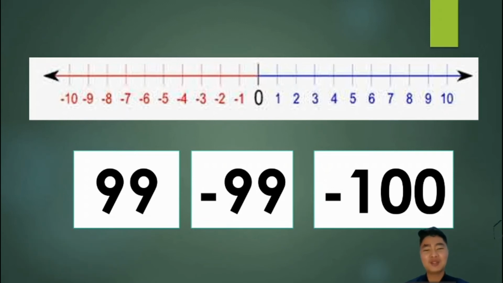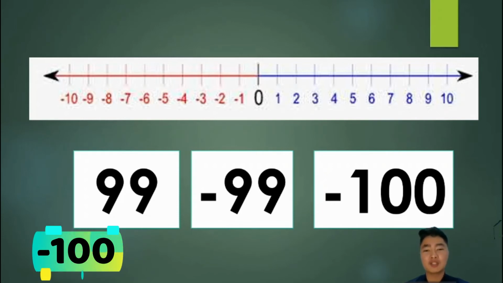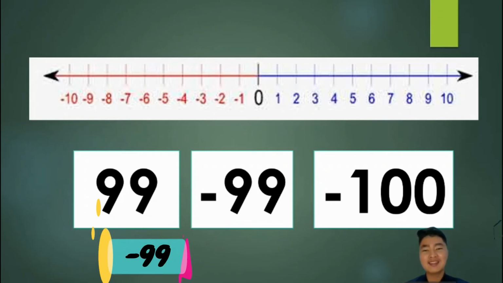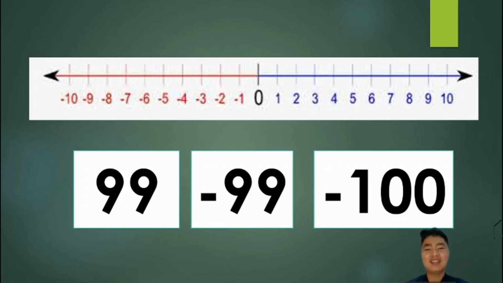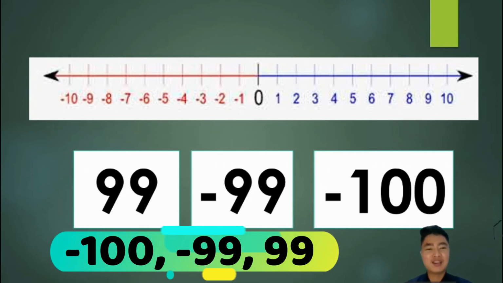Time's up. To arrange these, we have to start from the lowest integer, and the lowest integer is negative 100, followed by negative 99, and finally positive 99. Alright, so I hope you enjoyed that thing, but there's more.